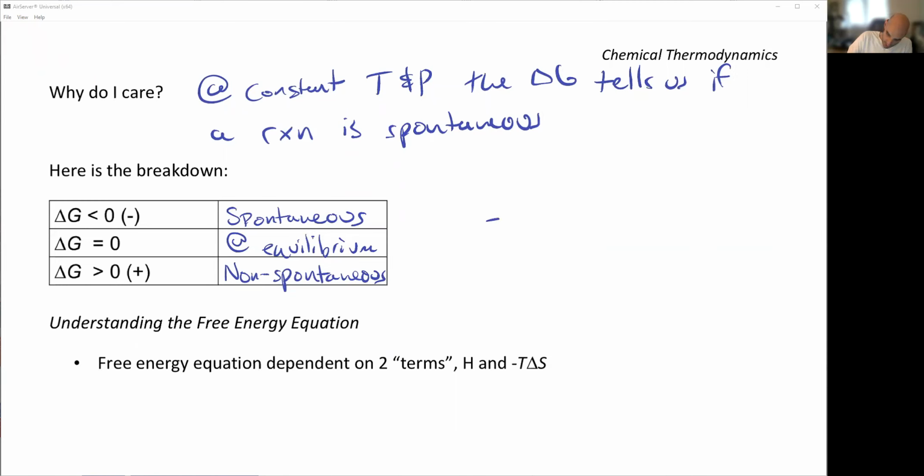There's a quick little mention here, plus or minus 10 kilojoules. We can assume we're at equilibrium if we're at plus or minus 10 kilojoules. 10 kilojoules is a small amount of energy, so there's always a little bit of buffer just during calculations. So it's not technically 0, although most of the time it's 0. So we say plus or minus 10 is what we're looking at.